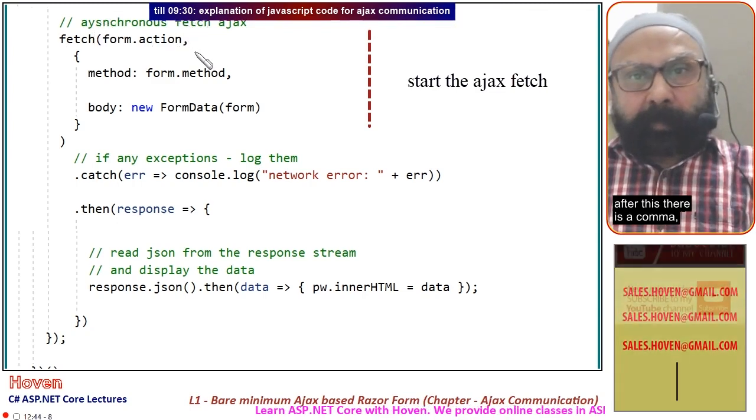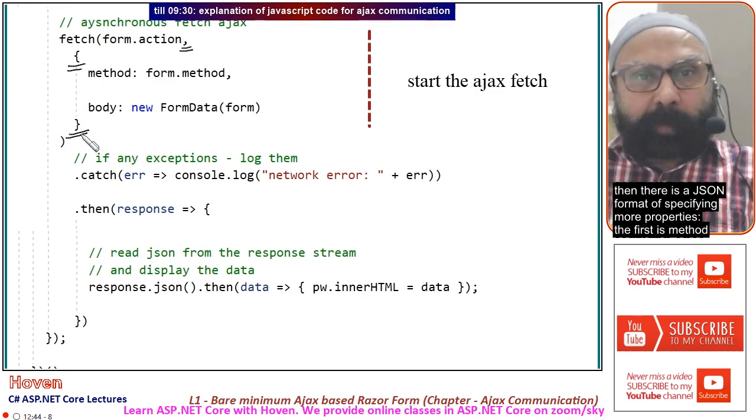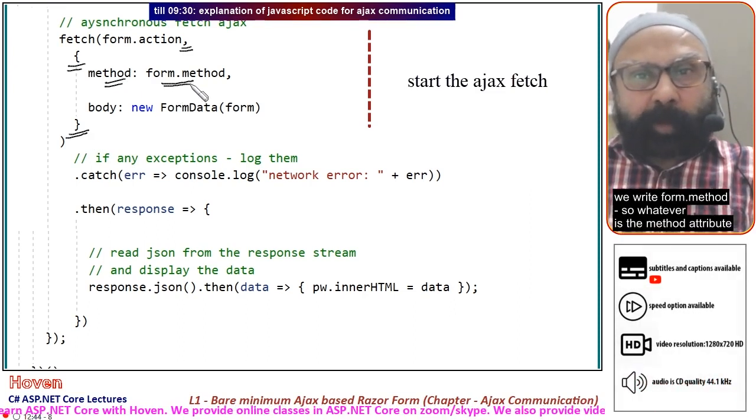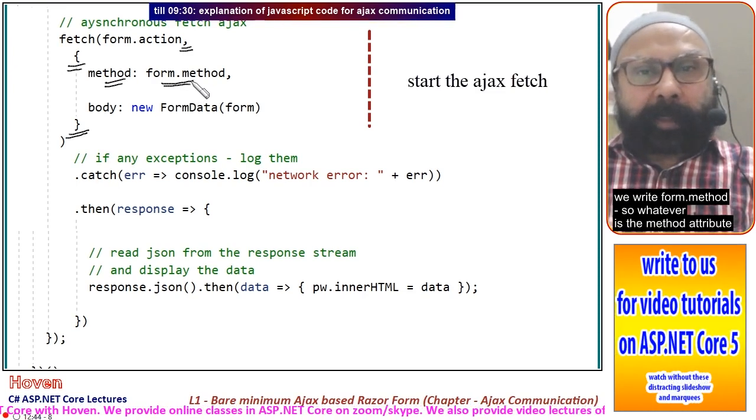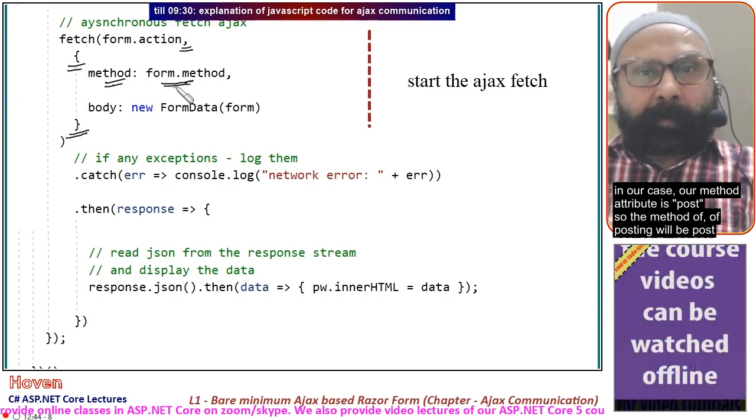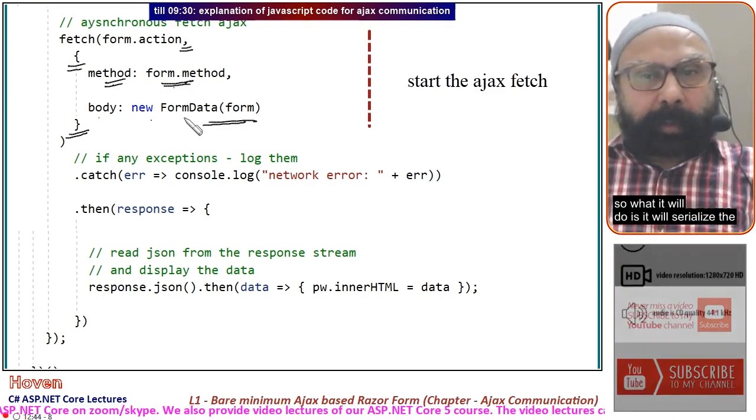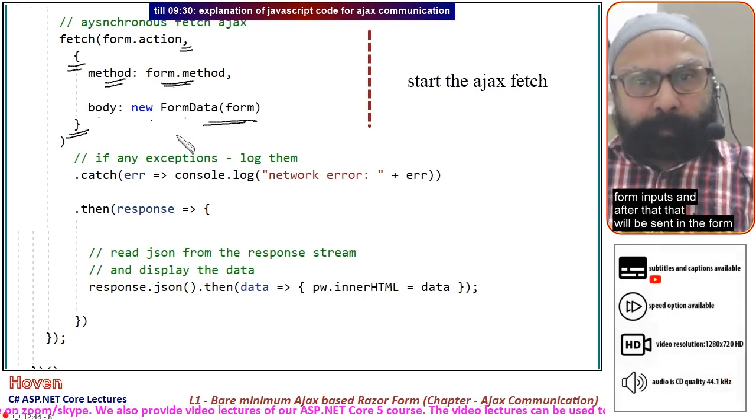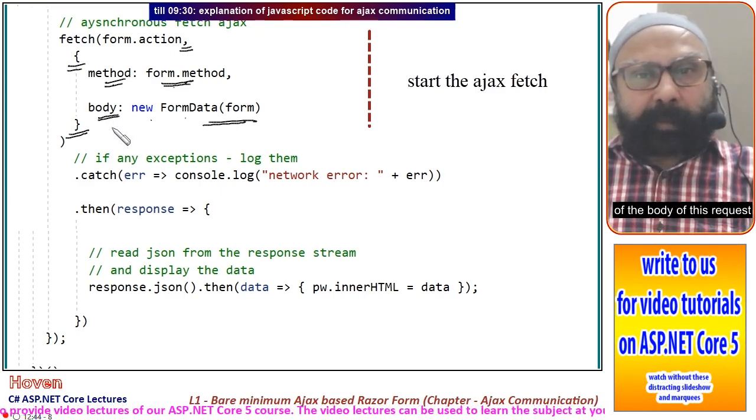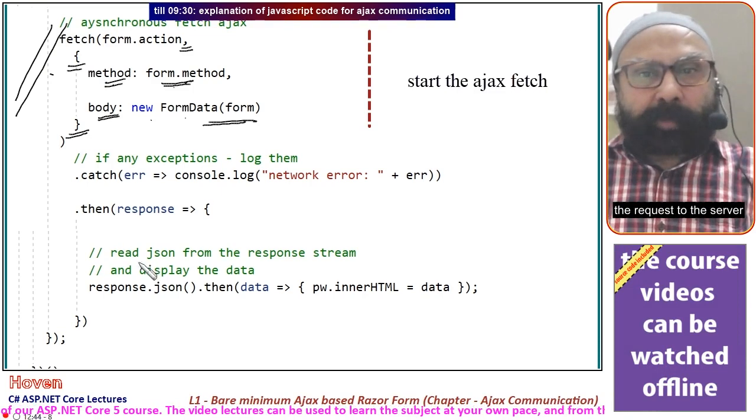After this, there is a comma, then there is a JSON format of specifying more properties. The first is method. We write form.method. So whatever the method attribute is, in our case post, the method of posting will be post. Body is new FormData. It will serialize the form inputs, and that will be sent as the body of this request. So this will send the request to the server.